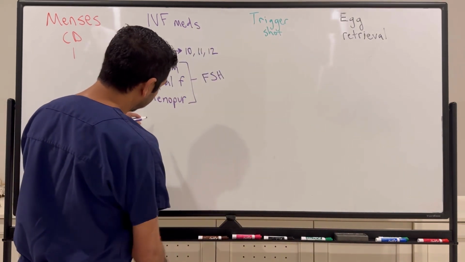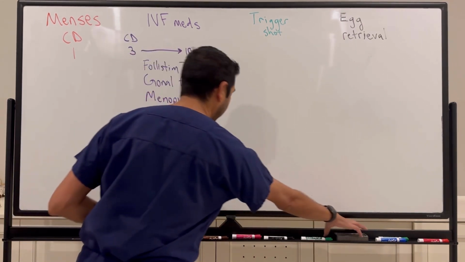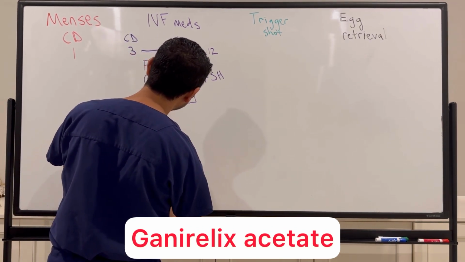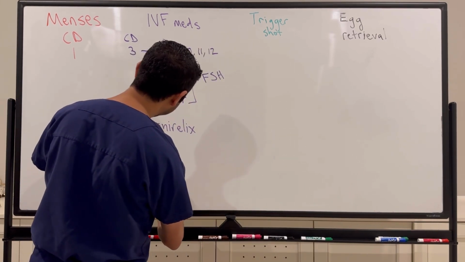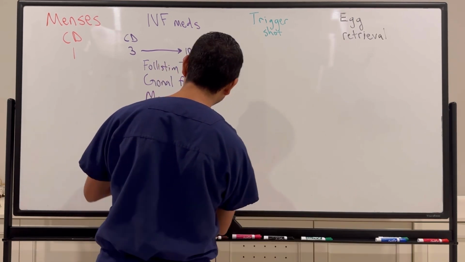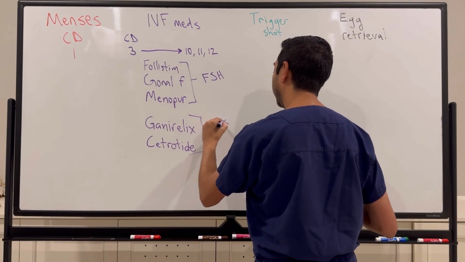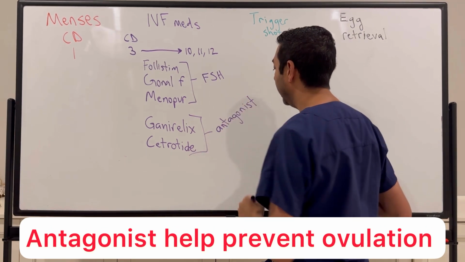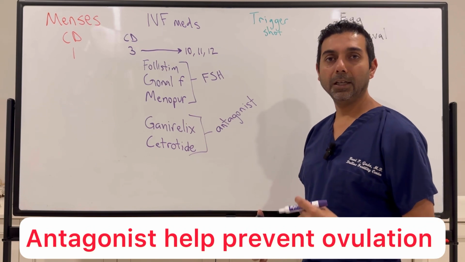So what are those medications? There are a couple of different classes of medications. One is called ganirelix. Another one is called cetrotide. And these medications are typically called antagonists. And they are antagonistic to letting you ovulate.